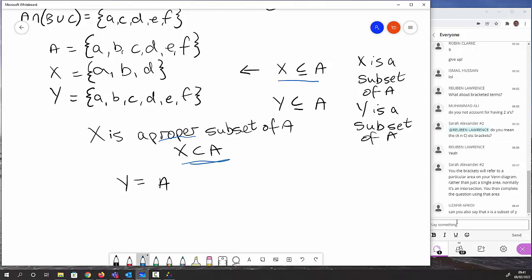And if we imagine, let's do it in red, taking F out of Y, then Y becomes a proper subset of A, and X is still a subset of Y and a subset of A, but Y is now a proper subset of A because it's not equal to it.